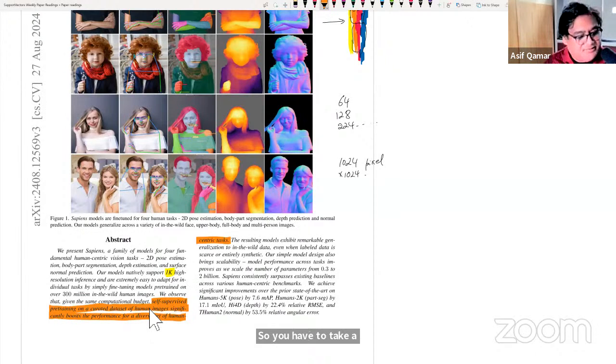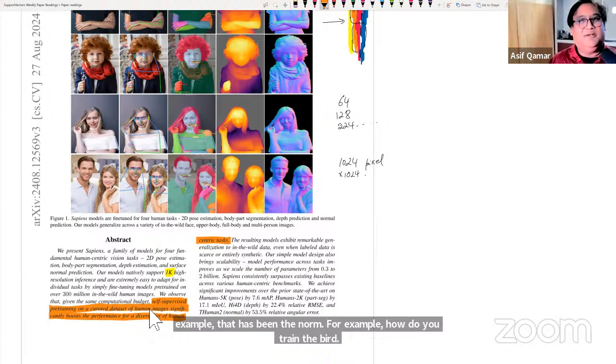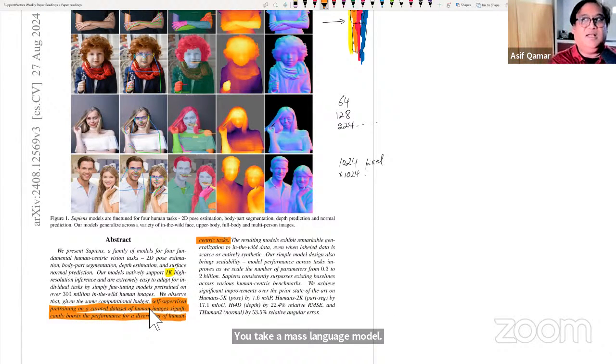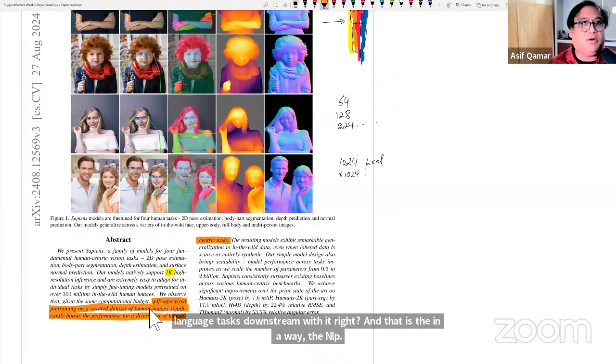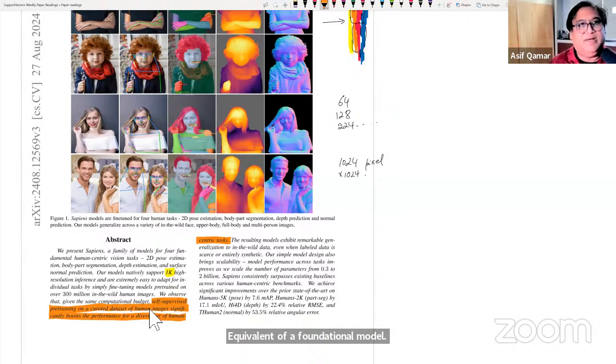Now, if you think about natural language processing, for example, that has been the norm. For example, how do you train BERT? You take a masked language model. You mask a few words in a sentence, and then you ask BERT to predict what it is, right? And that's how you would pre-train a BERT model. Once you have pre-trained a BERT model, you can do a lot of natural language tasks downstream with it. And that is, in a way, the NLP equivalent of a foundational model. You consider BERT and all its variants foundational models. You can use them for many purposes. So this paper, in a way, tries to introduce the equivalent of BERT, but specific to human images and videos, namely Sapiens.